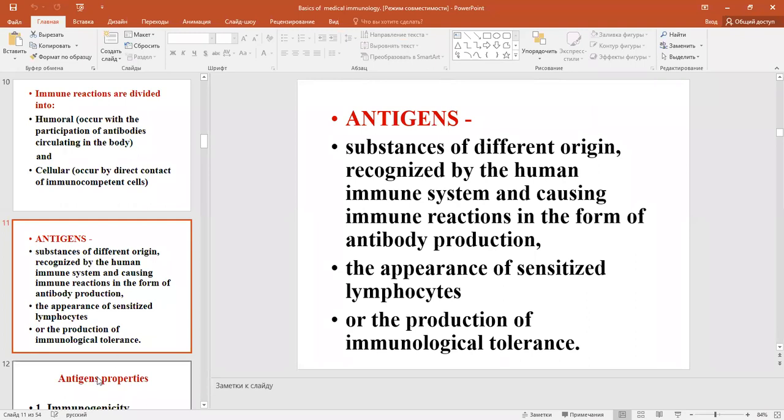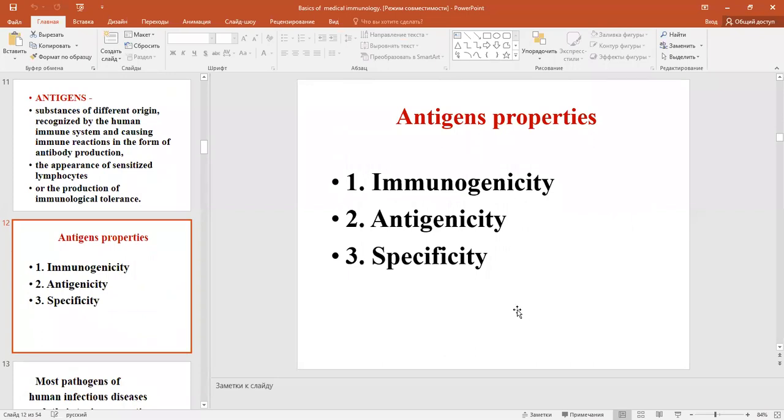So antigen properties like tolerance is developed for our own cells. When the immune system is developed inside the fetus during the pregnancy, all substances that the immune system communicates with during the development, the immune system memorizes like own, and tolerance is developed. Okay, antigen properties: immunogenicity, antigenicity, and specificity.